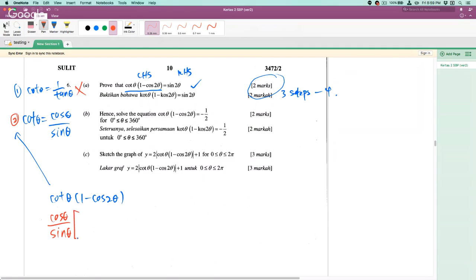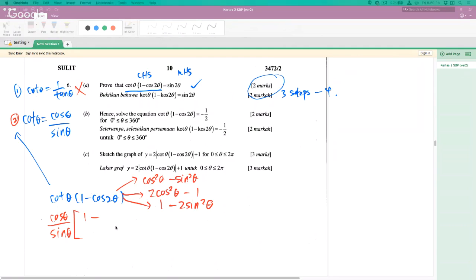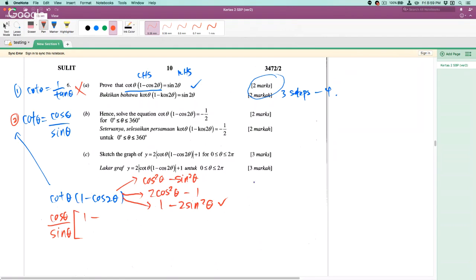Since here we have a sine at the denominator, what I will do here, because for cos 2 theta you have 3 formulas. You have cos square theta minus sine square theta, or 2 cos square theta minus 1, or 1 minus 2 sine square theta. Because I see my denominator is a sine, I will choose the third option. Because if I choose the third option, maybe later I can simplify it. Who knows? So I change it into 1 minus 2 sine square theta.